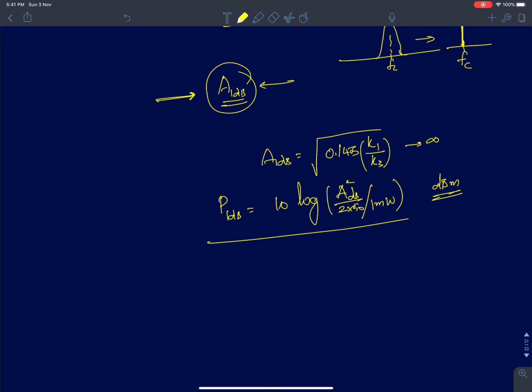But we need to know what the resistance is. Here I've assumed it's a 50 ohm resistance. Mostly, in most RF systems, it is a 50 ohm resistance, so that's a valid assumption to make.